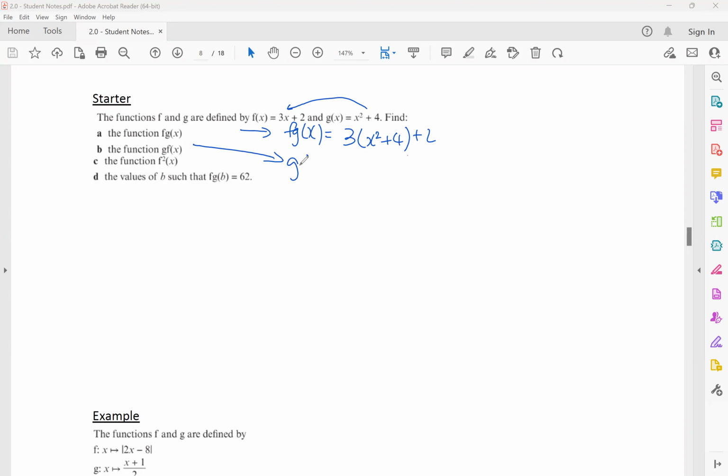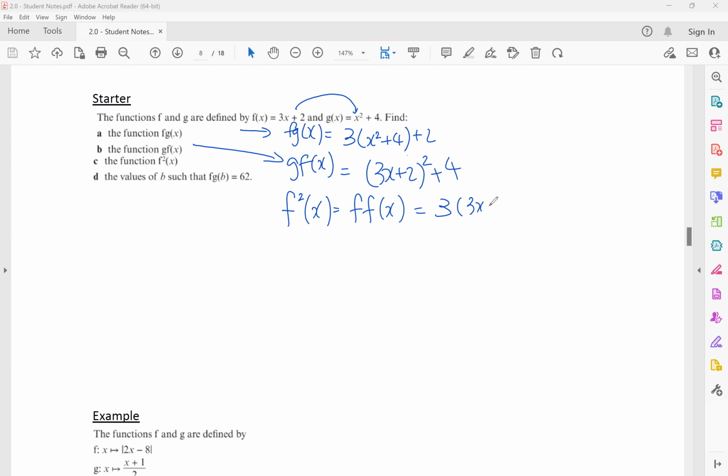I just want to make sure you know which one substitutes into which one. This one, g of f of x, means you substitute f of x into g of x. So this time we'll replace the x in here with f of x, so 3x plus 2, squared, plus 4. Now f squared of x means f of f of x. It means you replace x in f of x with f of x. So 3 bracket 3x plus 2, plus 2.